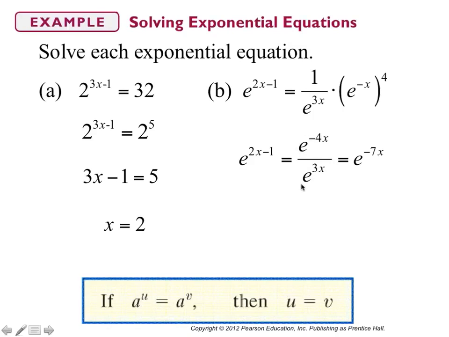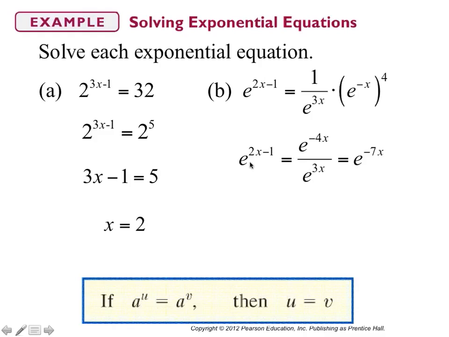If you take a look at this right-hand side, since we have the same bases, when you have division, hopefully you remember that you can subtract the exponents. So if you take negative 4x and subtract 3x, you're left with negative 7x. So we know that e to the 2x minus 1 power is equal to e to the negative 7x.